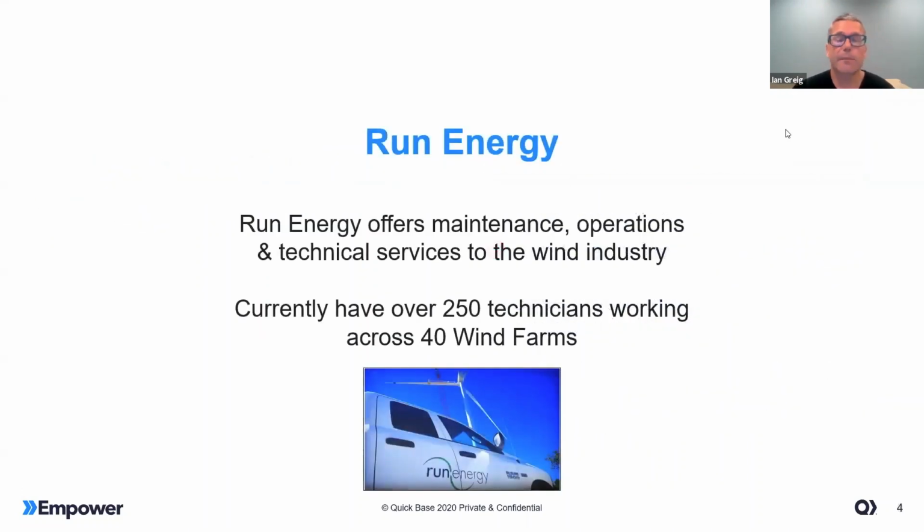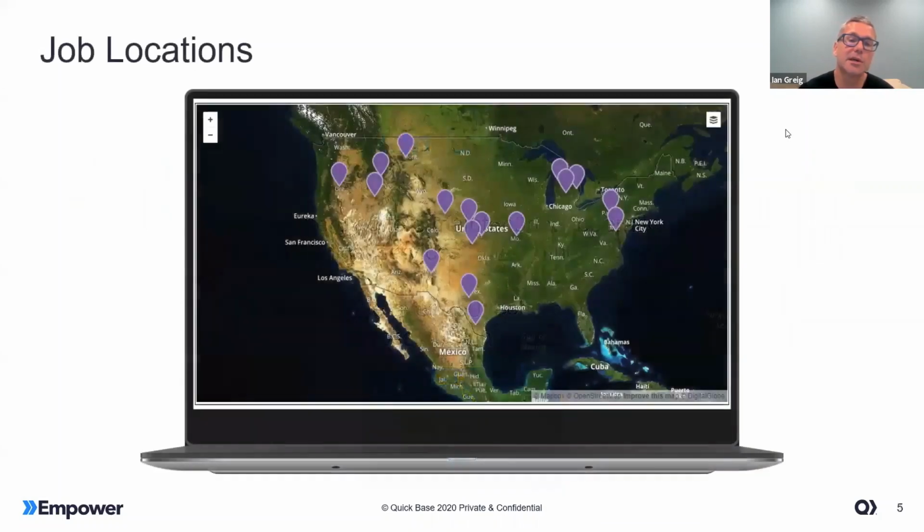Run Energy, just a bit of background, is a company that offers maintenance, operations, and technical services to the wind industry. Currently we have over 250 technicians working across 40 wind farms throughout the US. Here is a map from the maps in QuickBase to show you where our locations are, because we manage everything within QuickBase, including our job locations. My name is Greig. I'm the Group Technical and IT Manager for Run Energy.